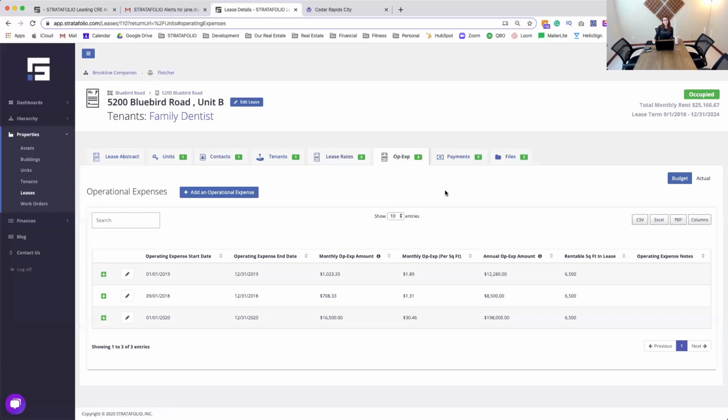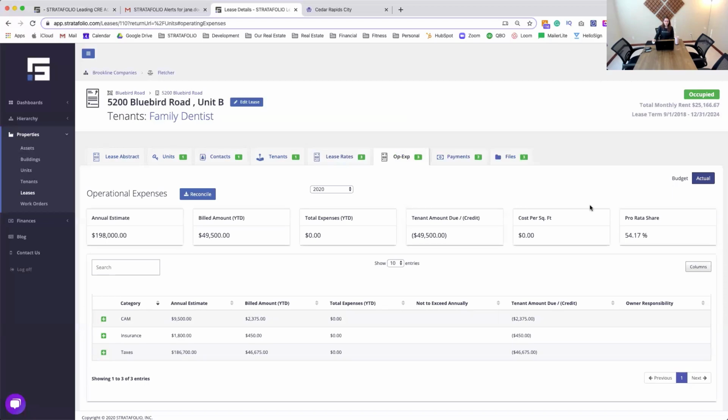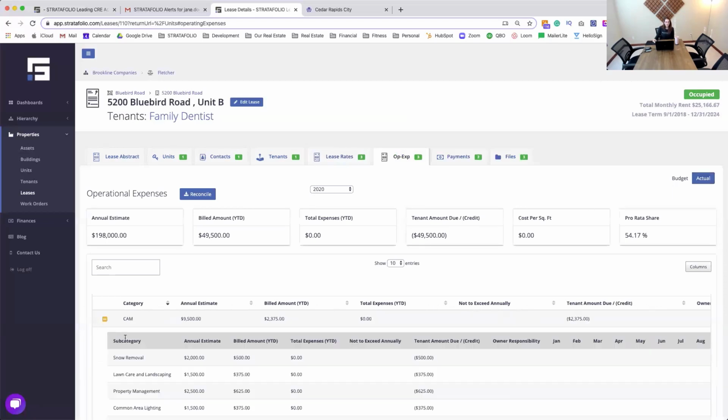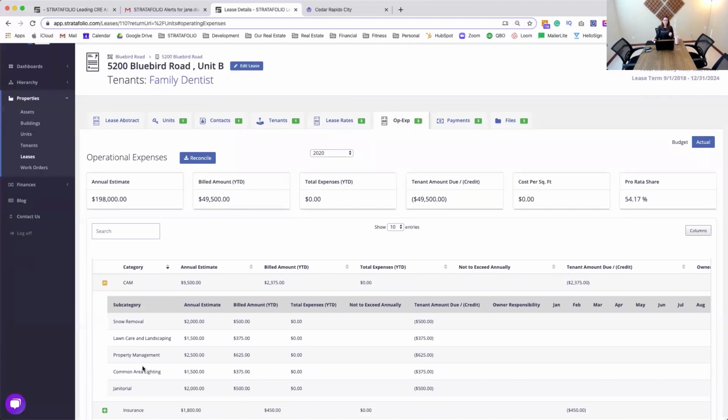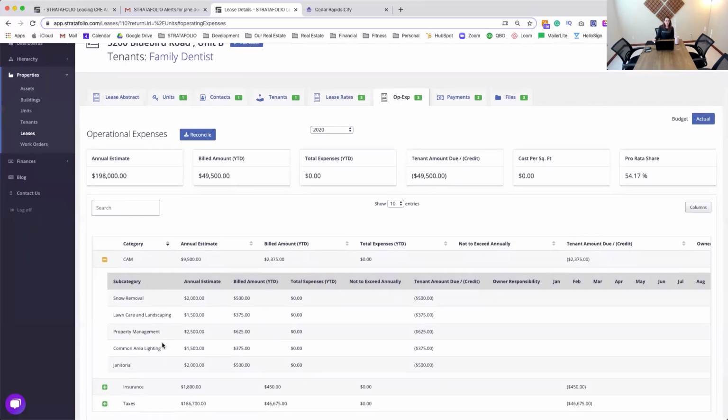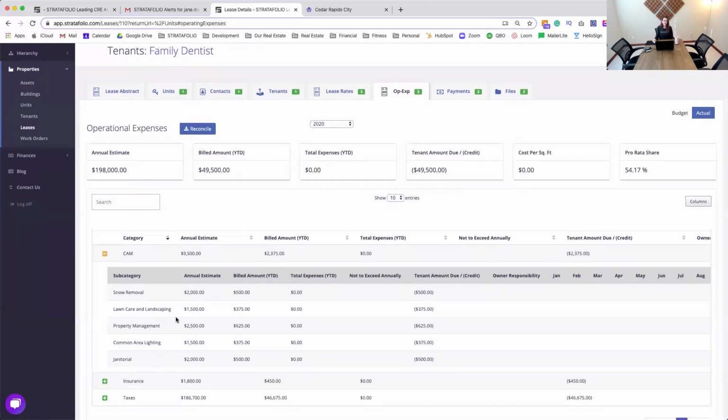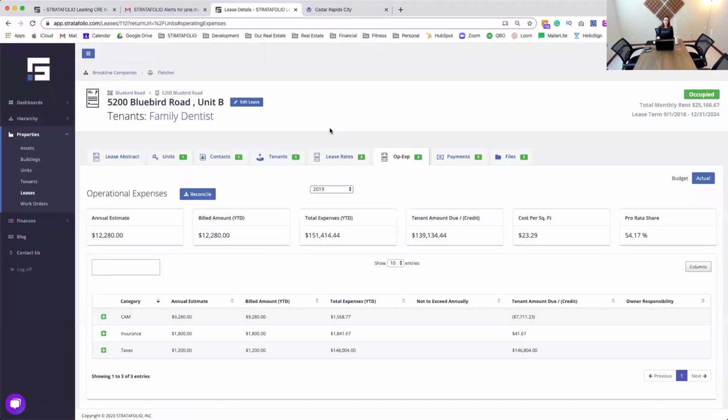And then if you have operational expenditures or CAM with your triple net leases, the nice thing that we're able to do is, because we are connecting directly to QuickBooks, we can pull in all of those transactions. So we could pull in all of the actuals, and we could break out all of the CAM expenses, common area maintenance charges that are common: snow removal, lawn care and landscaping, property management, lighting, janitorial, insurance, taxes. And then we can look at 2019 and we can hit reconcile.